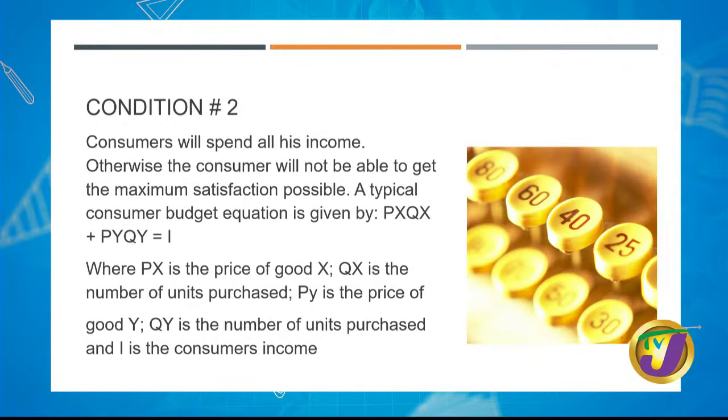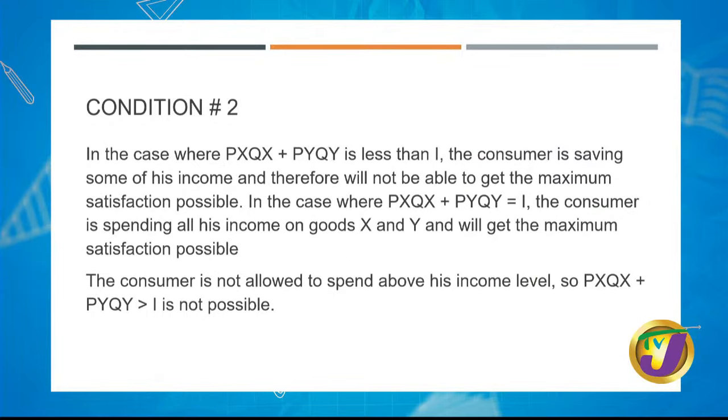Now, there is another condition for utility maximization, and this is that the consumer must spend all of their income. This means that the price times quantity of one good plus the price times the quantity of the other good should be equal to I, or income. Now, if the consumer has money left over when they have purchased a certain quantity of both goods, it means that the price times quantity of one good plus the price times quantity of the other good is less than income. And that means that the consumer is not being rational. They're not maximizing their satisfaction.